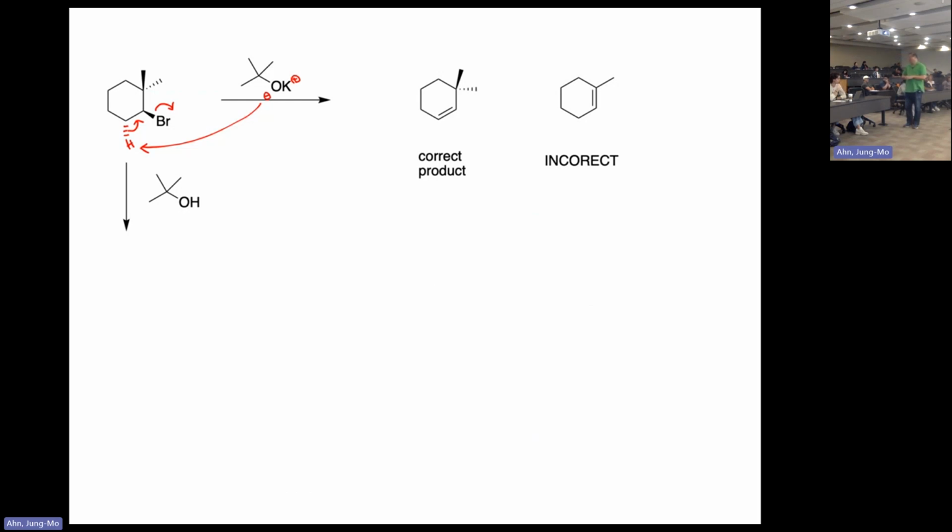So it won't happen with the same side, the syn arrangement. It has to be anti-coplanar, which is equivalent to the trans-diaxial in the cyclohexane. That's the reason why only this molecule formed as a product. We'll come back to that concept one more time with another example to clarify. But this one is because there's no hydrogen there, only the hydrogen on that side.